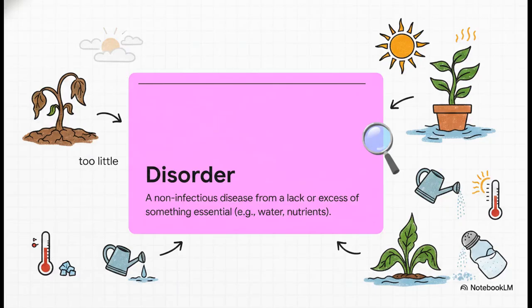But on the other hand, you have non-infectious or abiotic diseases. These are caused by something in the environment, and a plant just can't catch this from its neighbor. And there's an official term for these non-infectious problems, a disorder. This is what happens when a plant gets too much or too little of something absolutely vital. Think too much salt in the soil, not enough sun, or crazy temperatures. It's a condition, not a contagion.